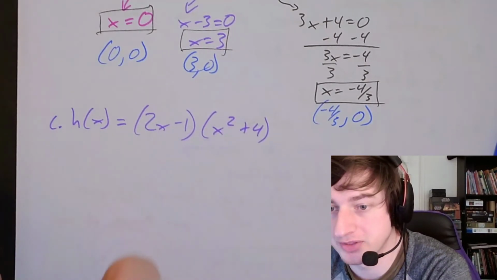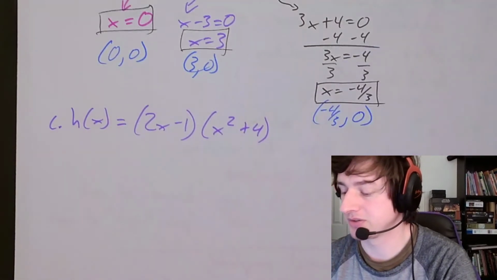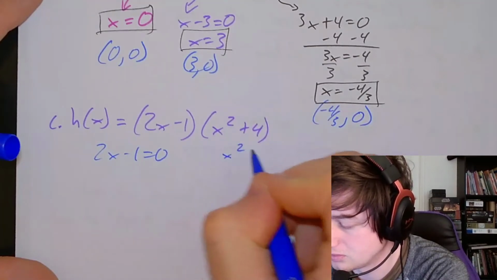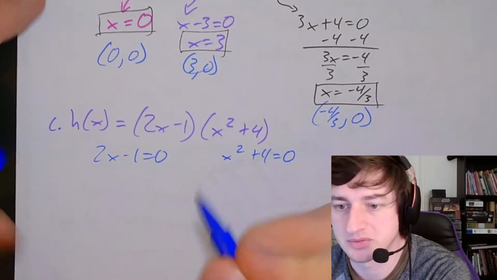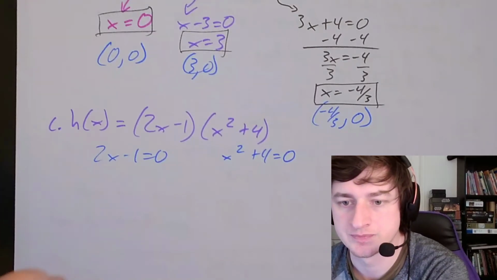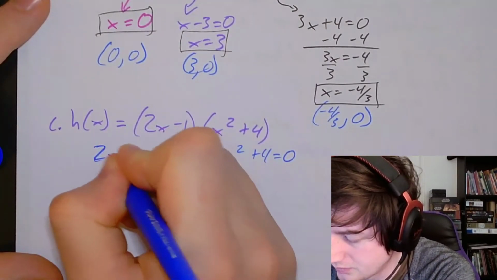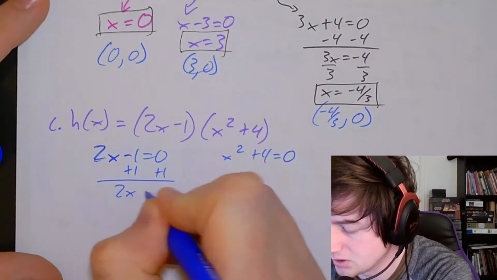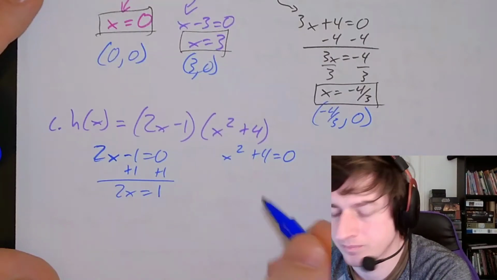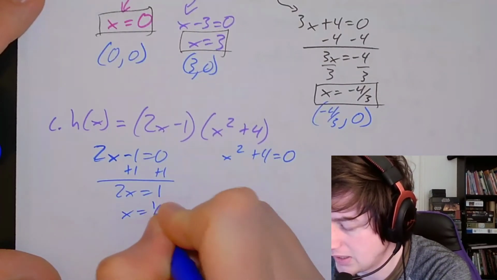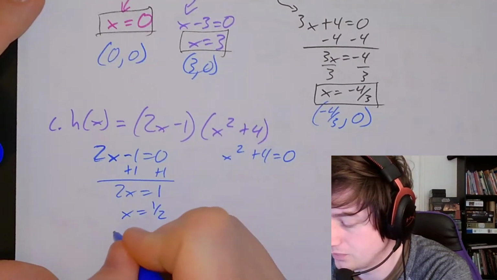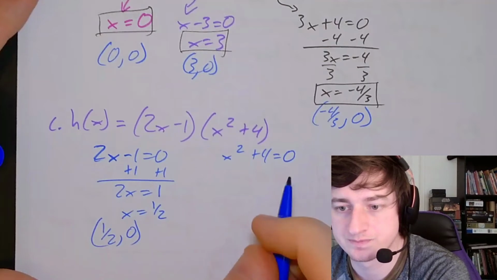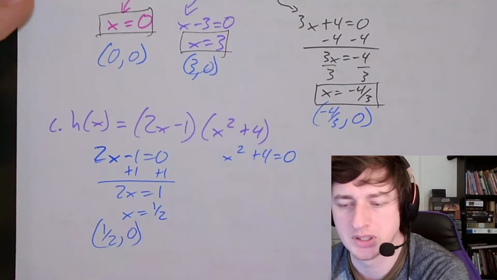All right, so for both of these, when we're finding the solutions, I'm going to take each piece and set it equal to 0. That's where we're going to find our solutions. For this 2x minus 1, I'm going to add 1 to both sides. We get 2x equals 1. Divide by 2, so x is a half. So we have 1/2, 0 for one of our solutions, or 0.5, either way.